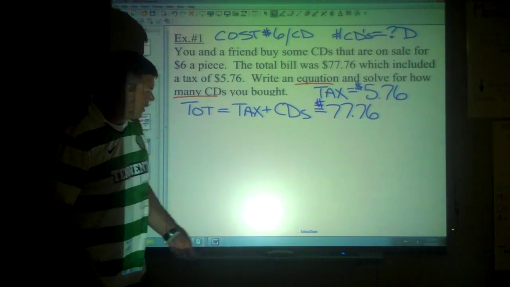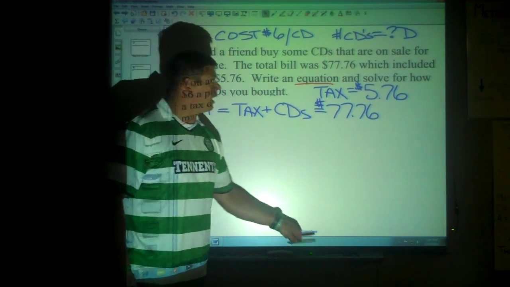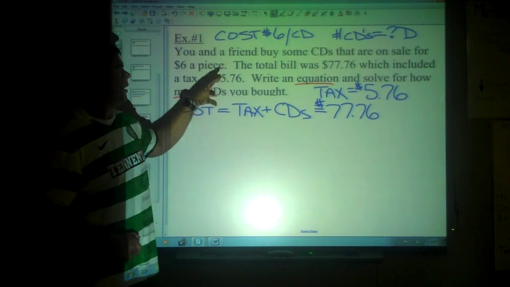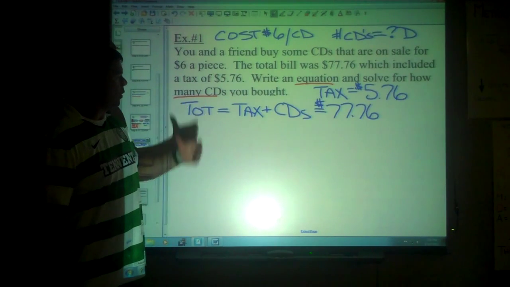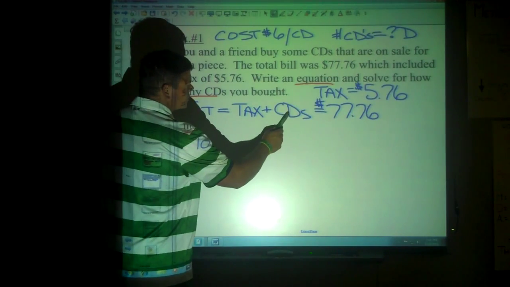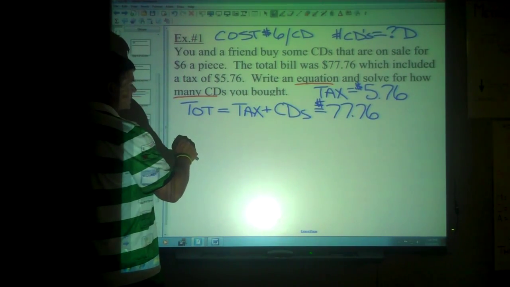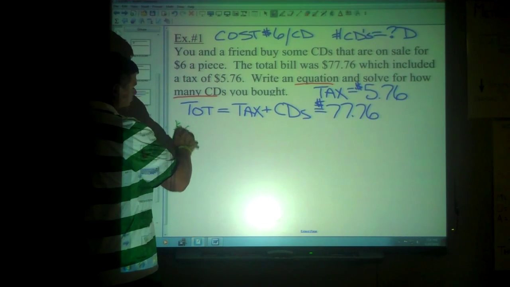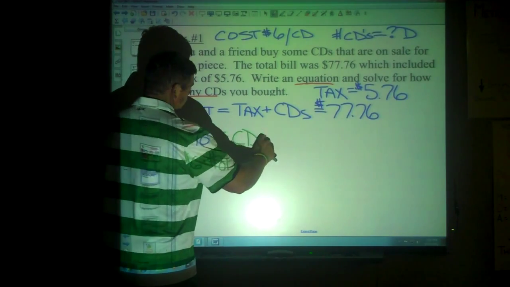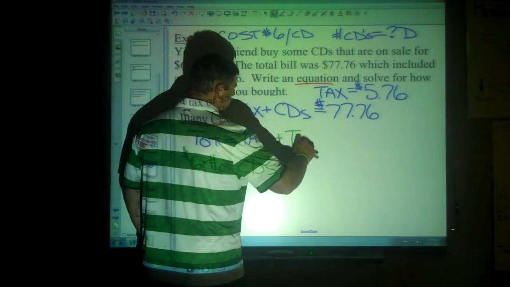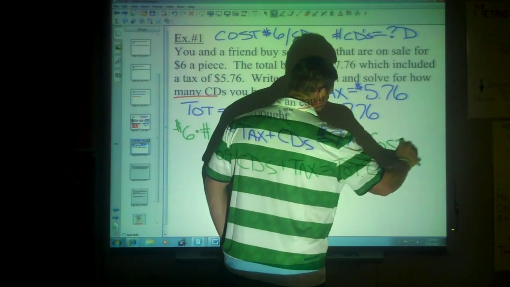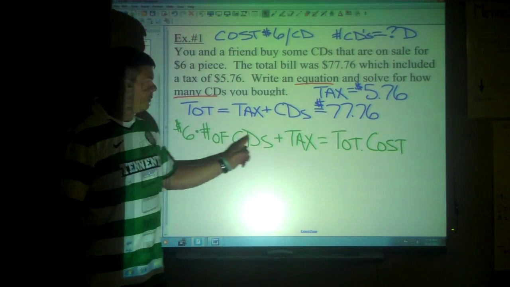Now, if we want to think about this in terms of a verbal model, all I've done is pull out the important pieces of information. A lot of people get bogged down with story problems because they don't look for what's important. What are the key points of the problem? We know what our total is. We know what the tax is, but we don't know what the CDs are. But we know that if we take $6 and multiply it by the number of CDs and add the tax, we should get our total cost. So this is the verbal model.